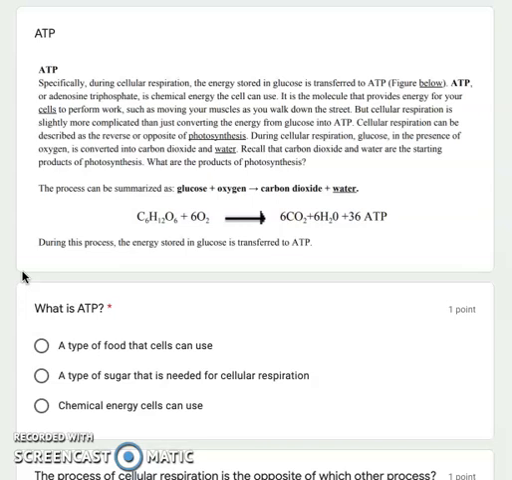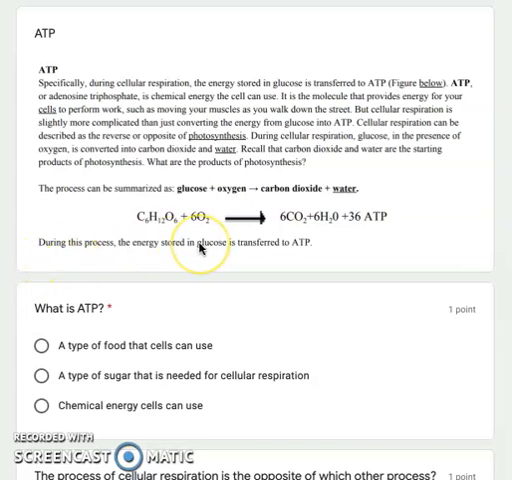But cellular respiration is slightly more complicated than just converting the energy from glucose into ATP. Cellular respiration can be described as the reverse or opposite of photosynthesis. During cellular respiration, glucose in the presence of oxygen is converted into carbon dioxide and water. Recall that carbon dioxide and water are the starting products of photosynthesis. What are the products of photosynthesis? This process can be summarized as glucose plus oxygen gives us carbon dioxide plus water, and that's for cellular respiration.